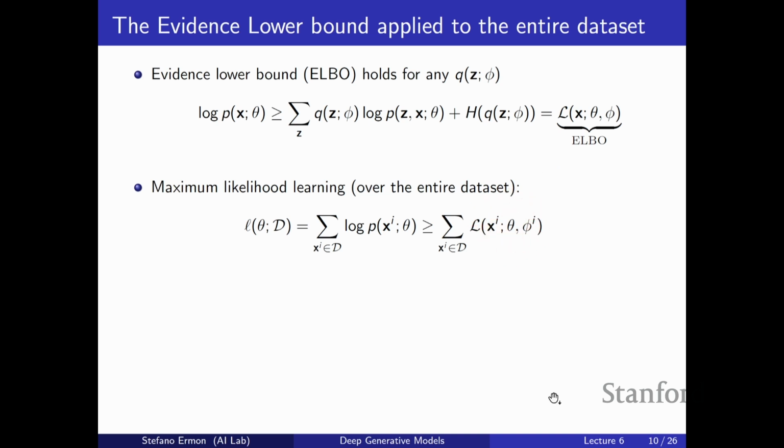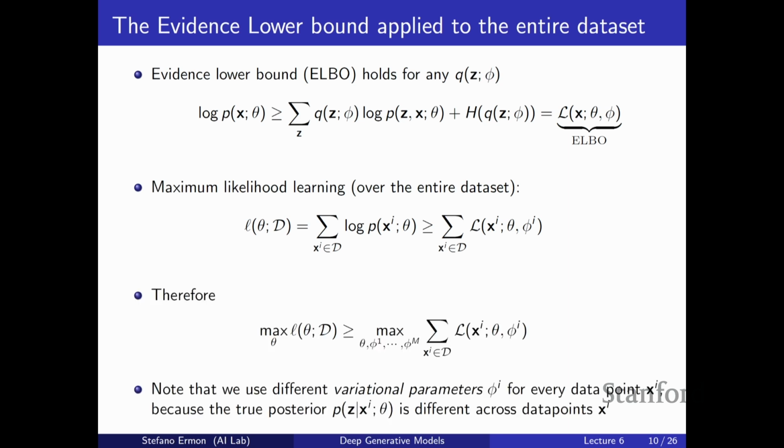Now, the main complication here is that we're going to need different Q's for different data points. If you think about it, the posterior distribution, even for the same choice of theta, is going to be different across different data points. And so you might want to choose different variational parameters for different data points.